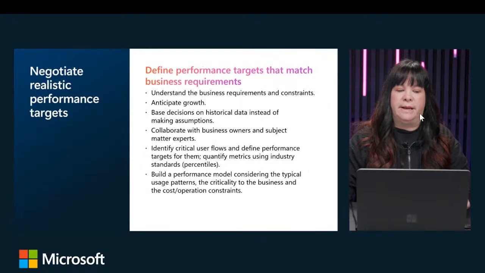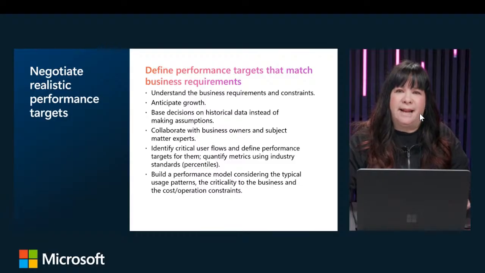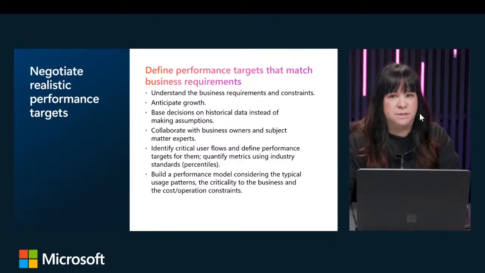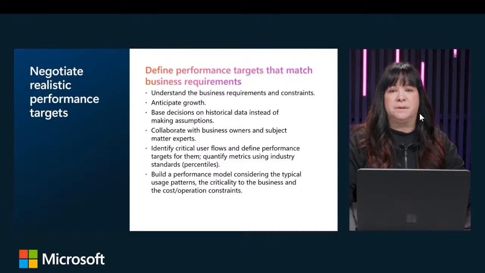Let's talk about negotiating realistic performance targets. To negotiate this, start by understanding business requirements and constraints. Anticipate growth based on historical data, not assumptions. Collaborate with the business owners and subject matter experts to define performance targets for critical user flows using industry standards like percentiles. Build a performance model considering typical usage patterns, business criticality, and cost optimization or cost operation constraints.